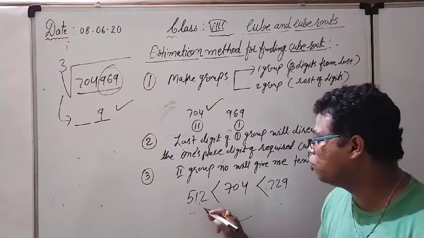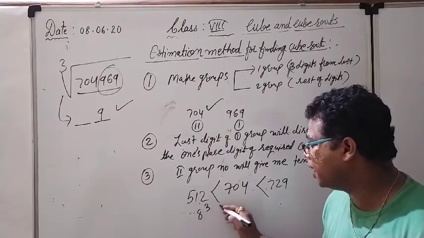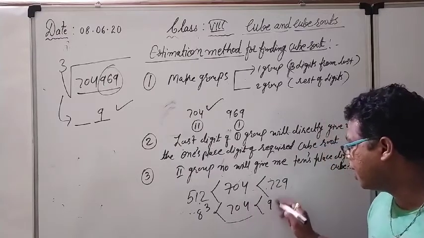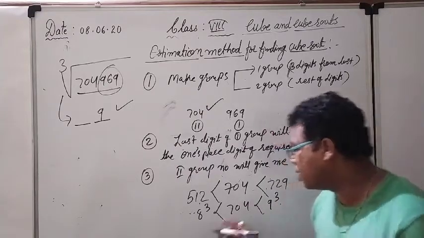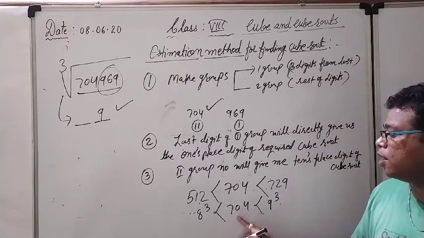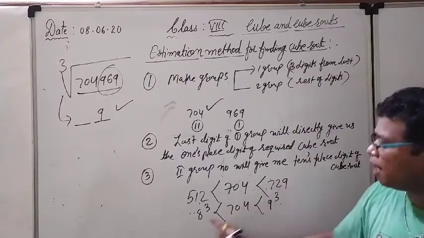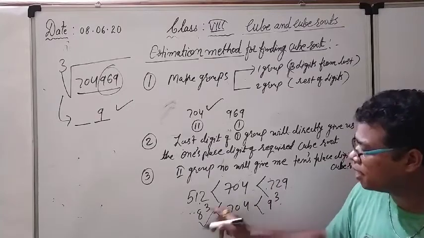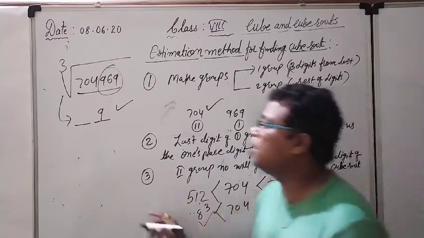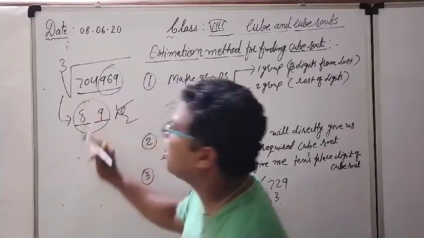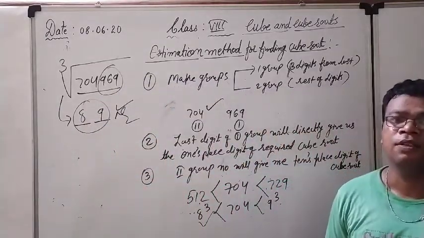This is the perfect cube of 8, meaning 8 cube, and this is the perfect cube of 9. We can say that our number 704 is coming in between 8 cube and 9 cube. We always select the smaller number, so 8 will come in the tens place digit, and this is our answer. Very easy.